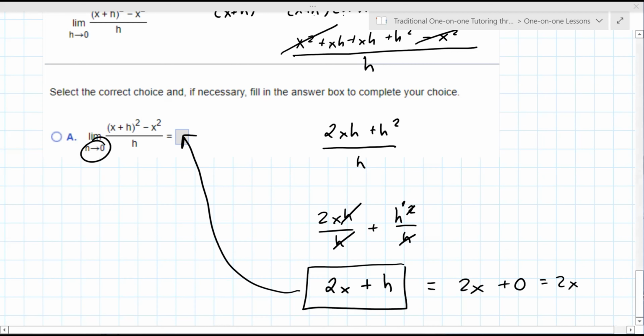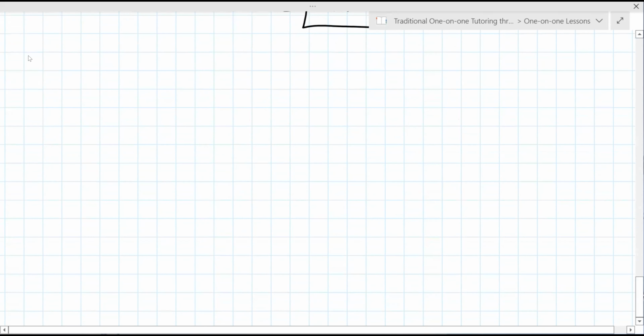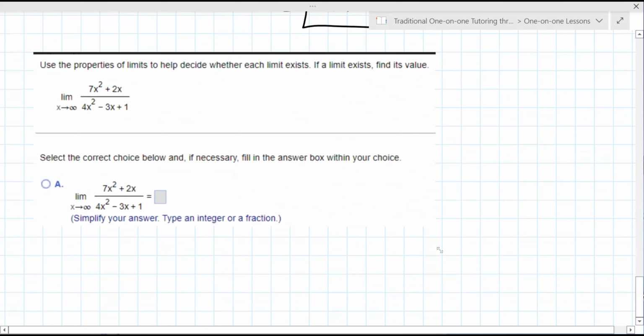All right, next question. Okay, so this problem here, let me grab it. Most of calculus can be done with a graphing calculator, and when I say that, I mean by graphing things. And this is an example of that.